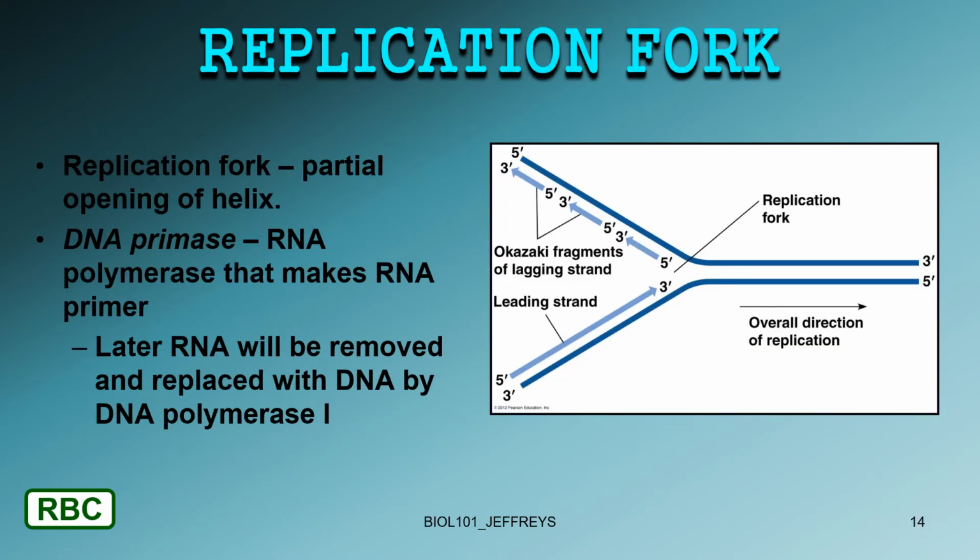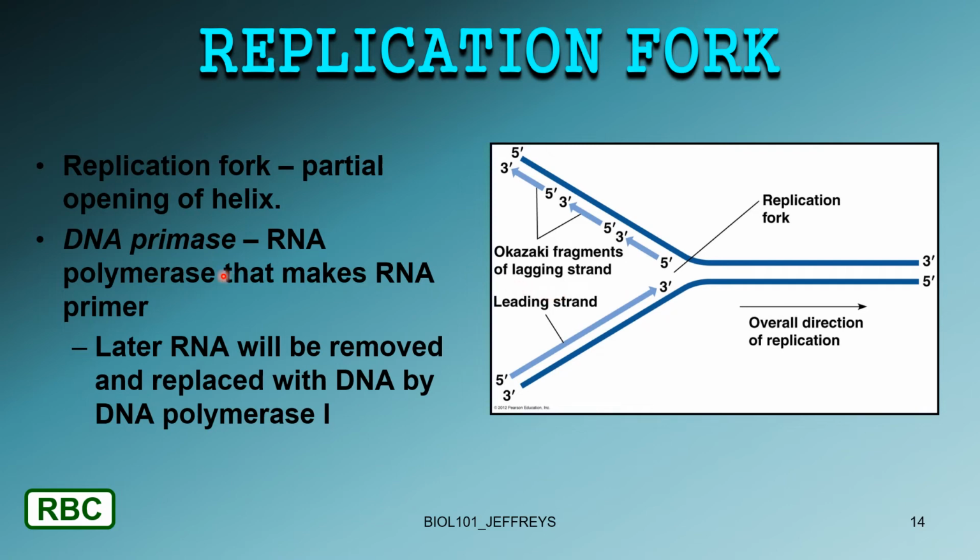so the replication fork, okay, I've already described this. The replication fork is after helicase comes in and unwinds and unzips the two parental strands, and that creates this fork. We call it the replication fork.